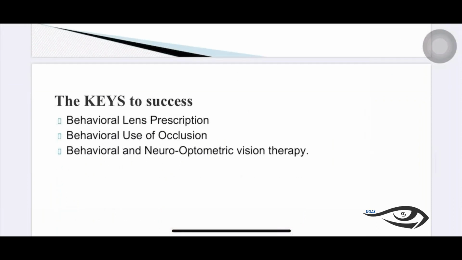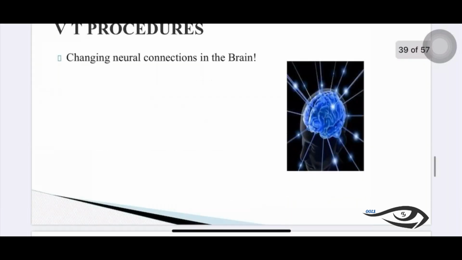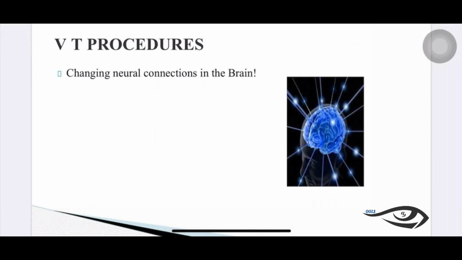Now, there are some keys to success in the treatment of amblyopia. First is behavioral lens prescription, behavioral use of occlusion, and behavioral and neuro-optometric vision therapy. What is vision therapy doing in the brain? It is changing the neural connections in the brain. It works on your neurons in such a way that your brain starts understanding the connection. It makes a connection between the eyes and brain.